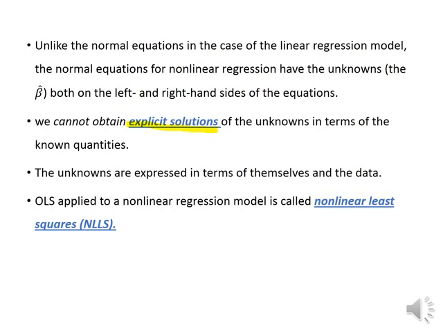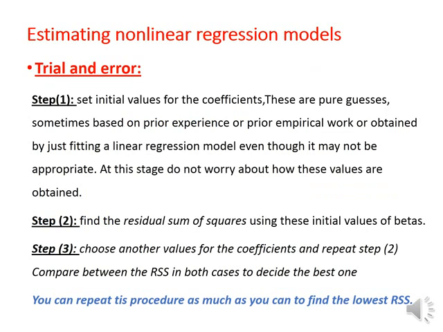So what should we do in this case? The first method that can be used for estimating nonlinear regression models is called the trial and error method. And actually it consists of 3 steps. In step number 1, all you need to do is set initial values, assume values, guessing values for the parameters. So if I have beta naught and beta 1, I am guessing values for beta naught hat and beta 1 hat. Just guessing, either by previous experience from previous work, or you can fit a linear regression model and obtain beta naught hat and beta 1 hat and use them as initial values.